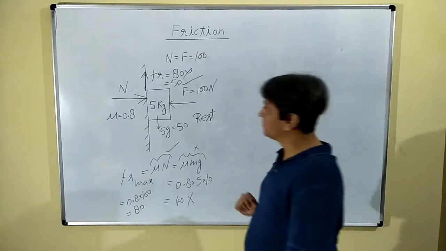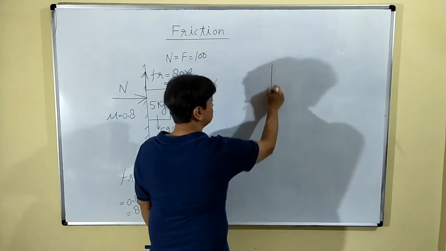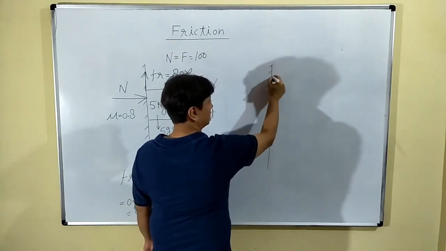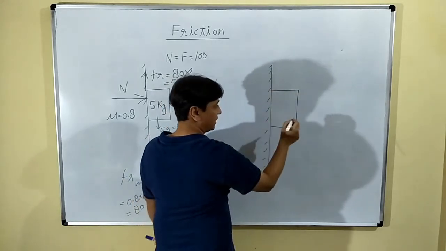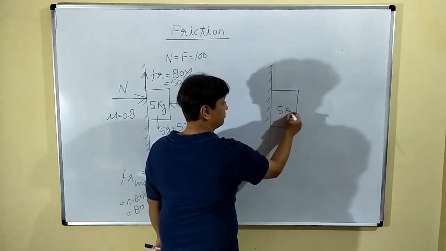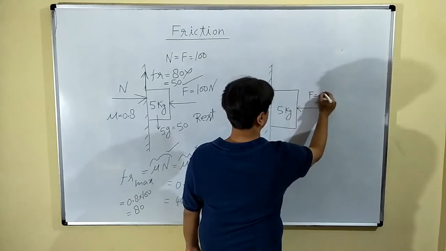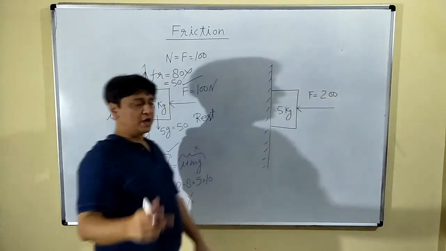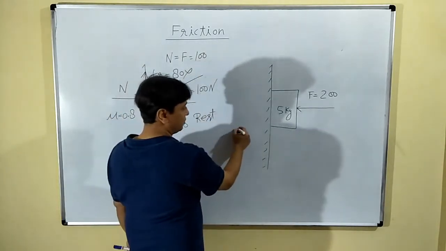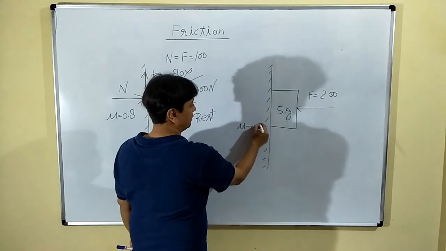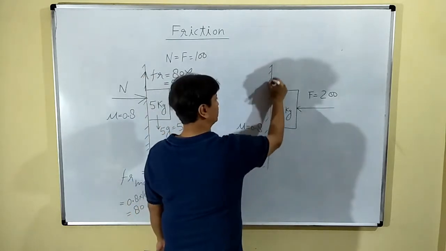Hopefully you understood what was done. Now let's take the same thing again. Suppose in the same question, somebody increases this force from 100 to 200, everything else is the same. The coefficient of friction is still 0.8. So the question asked is, what's the value of friction acting on the body?